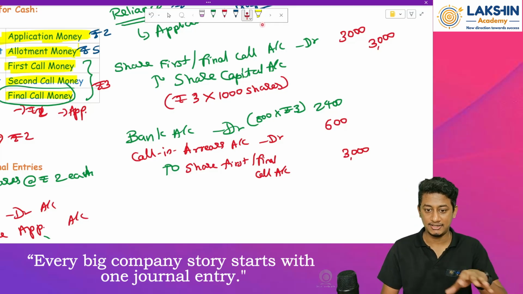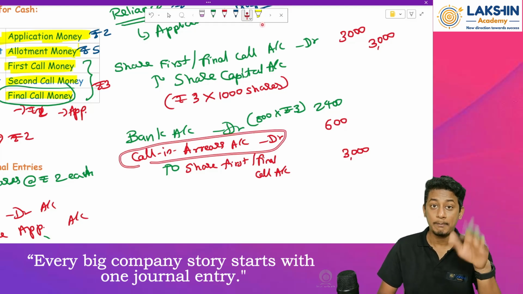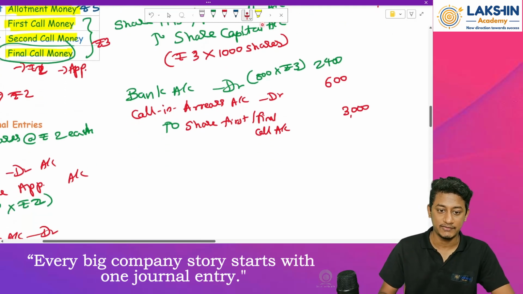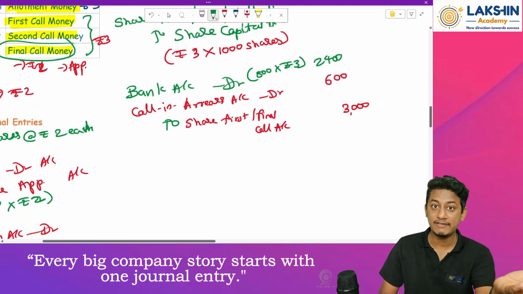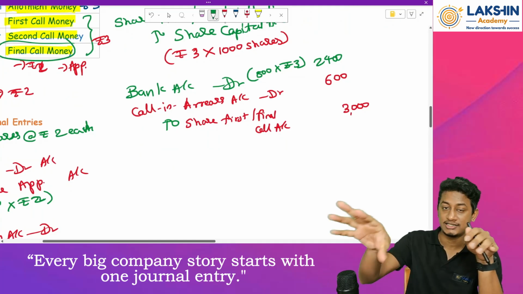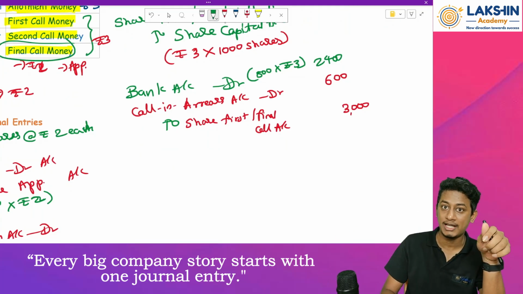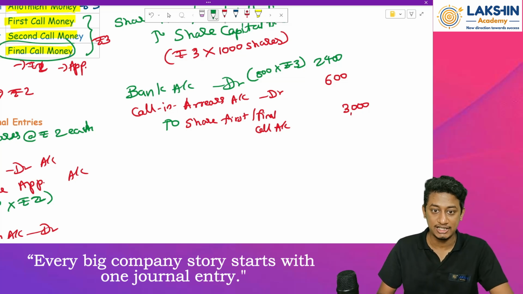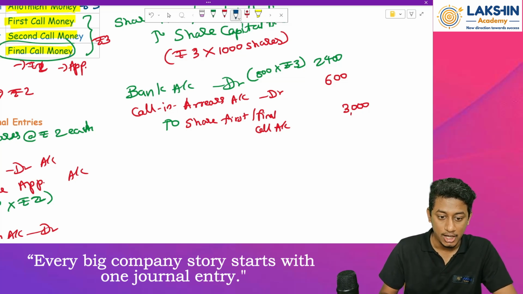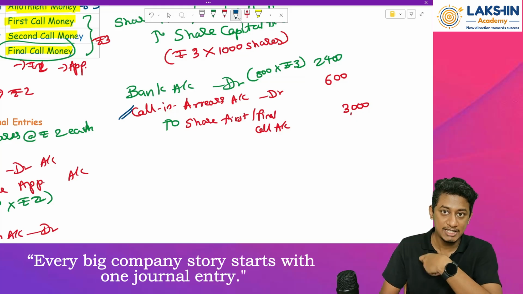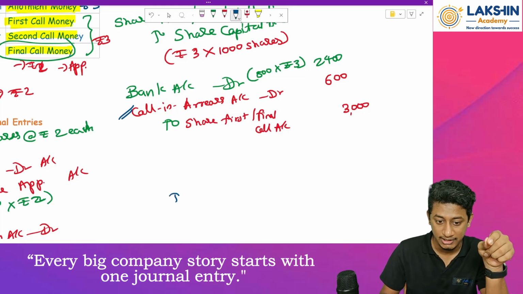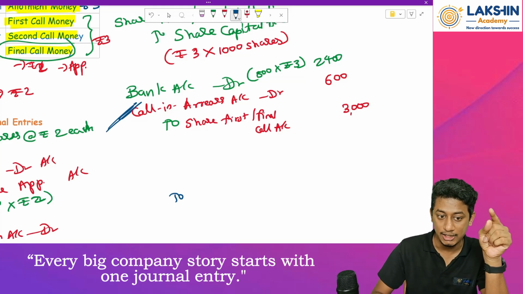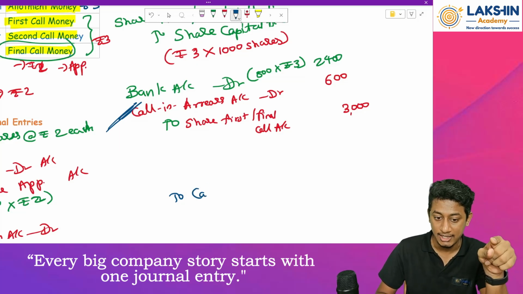Okay. Now let us take one more example. Okay, I am just changing the example. So this is what calls in arrears is. But let's say tomorrow, okay, let's finish off this example first. Tomorrow I am receiving the money on calls in arrears. Tomorrow the person says, whoever has 200 shares will come to me and say, sir, sorry, I will pay you the money. In that case, whatever account was debited, is it required now? Since he is paying me the money, is it required? No. So I will credit the account. It was debited before. Now I am reversing it by crediting it.